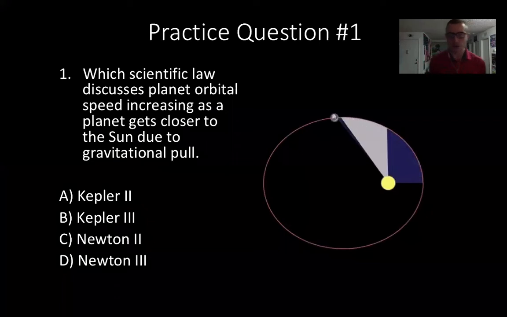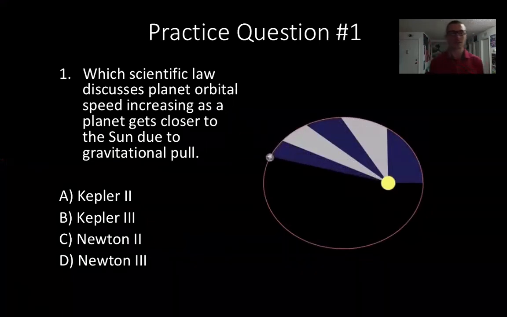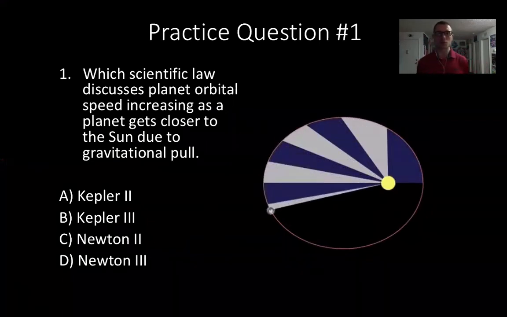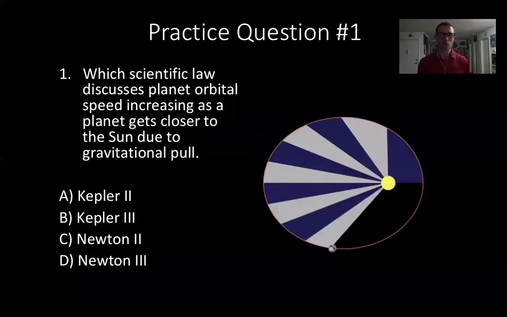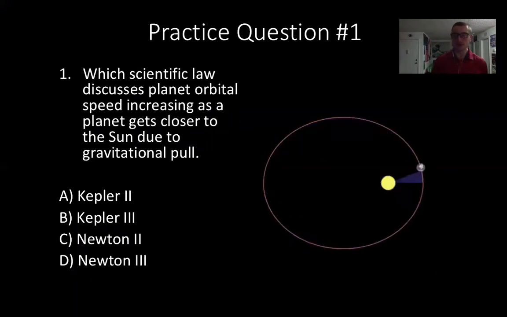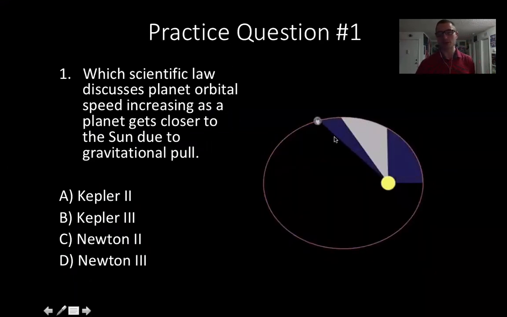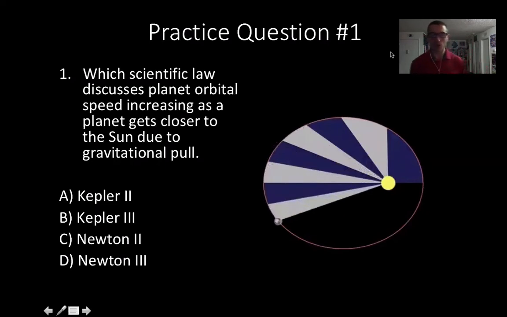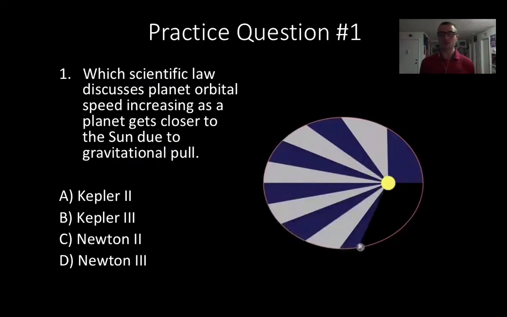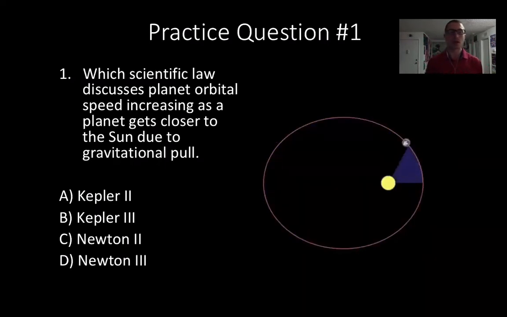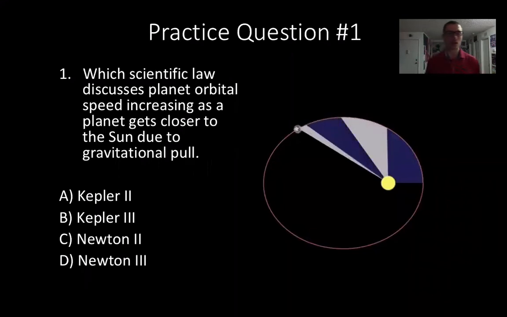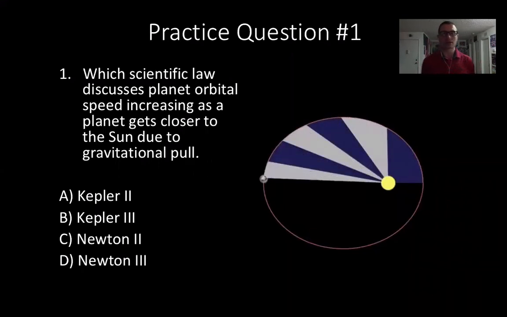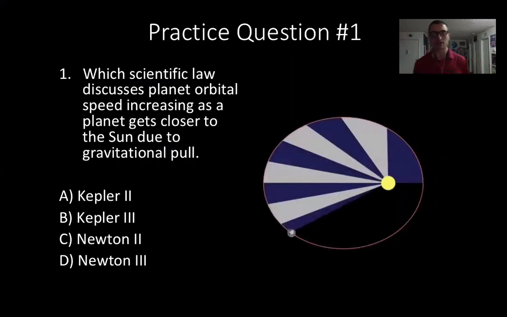Let's do our first practice question of the day. Which scientific law discusses planet orbital speed increasing as a planet gets closer to the sun due to gravitational pull? And again, we can kind of visualize this through the image on the right here. Again, on your quiz tomorrow, you'll see questions that are very similar to ones we've seen throughout our video lessons this week. A, is it Kepler's second law? B, Kepler's third law? C, Newton's second law? Or D, Newton's third law?